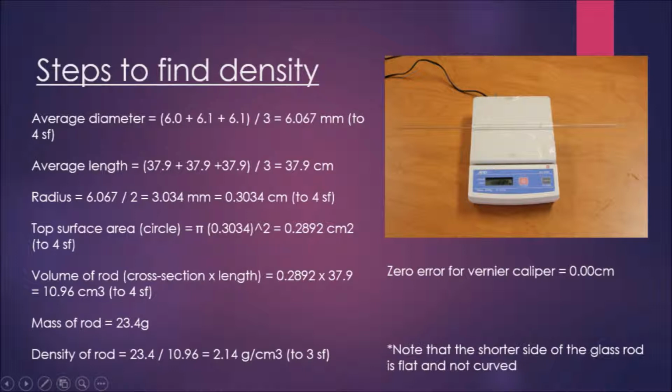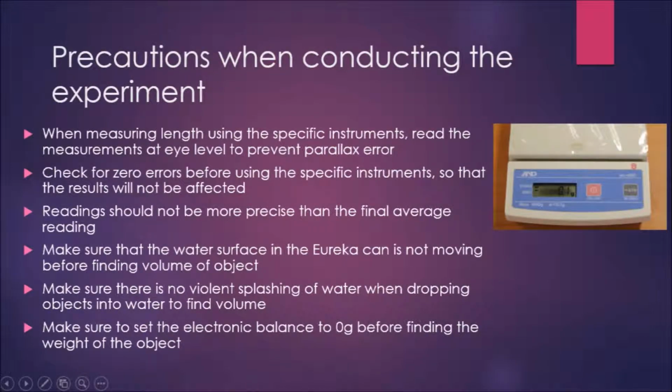To find the area of the top surface of the rod, the formula is pi r square. To obtain r, divide the average diameter by 2. The top surface area will then be calculated to be 0.2892 cm square. By multiplying 0.2892 with the average length, the volume will be obtained. The mass of the glass rod is 23.4 grams as measured by the electronic balance. Therefore, by dividing 23.4 grams by 0.2892 cm square, the density of the rod is found to be 2.14 grams per cm cube.